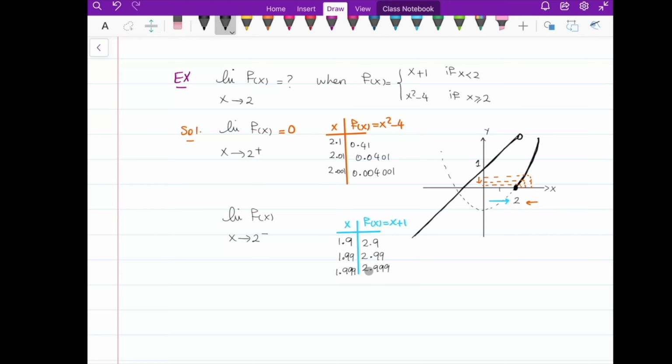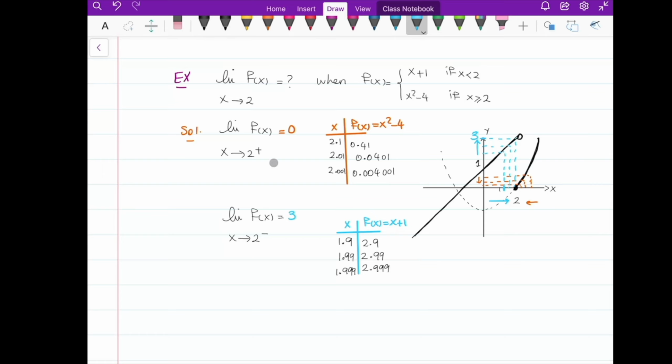So the limit in here, you can also check when we are getting closer to 2, starting at this point. We are getting closer to 2, and in that case, we are getting closer to 3. So the limit would be 3.